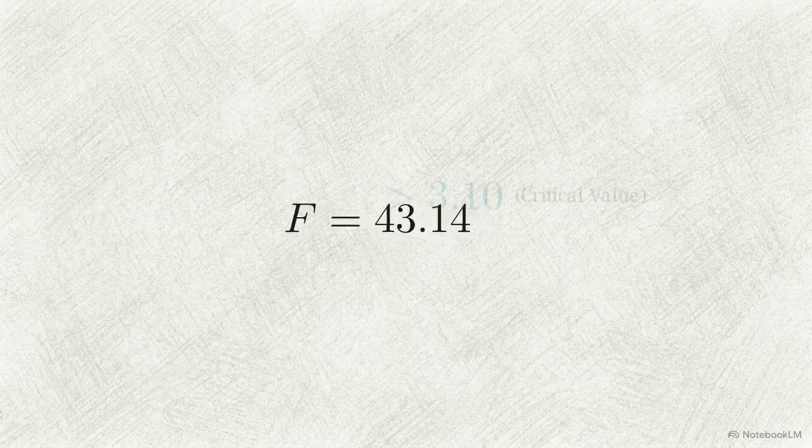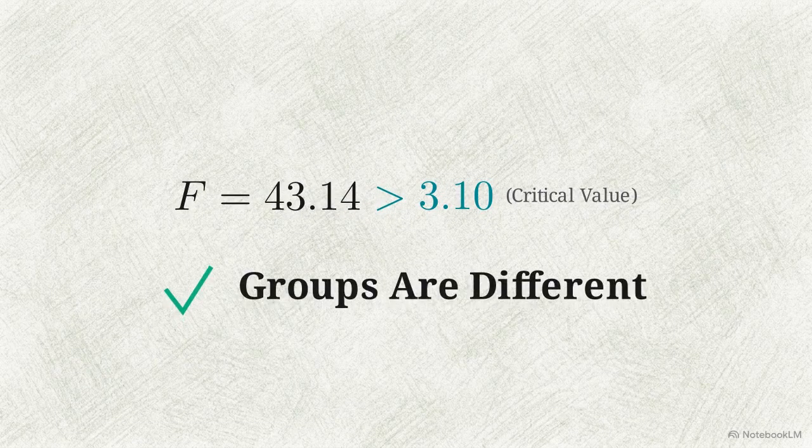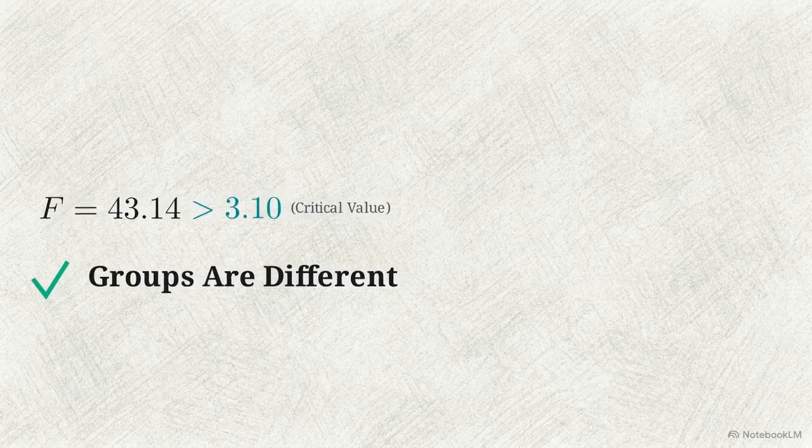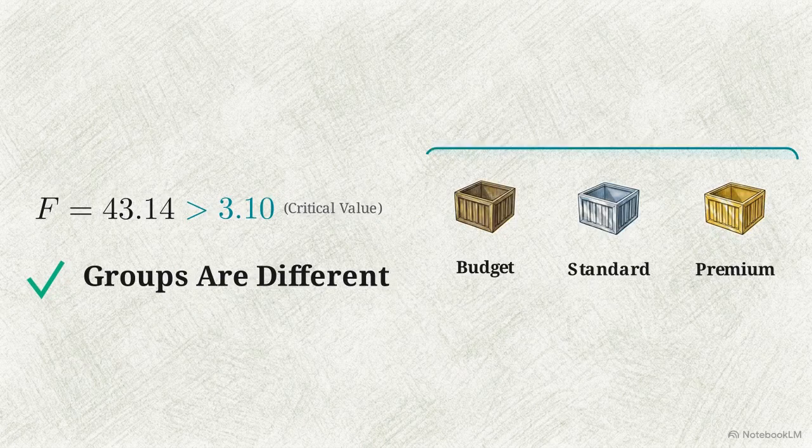Running our data yields an F statistic of 43.14, clearing our 3.10 critical value. We safely reject the null hypothesis. But there's a catch. ANOVA confirms a difference exists somewhere, but doesn't say where. To prove premium beats standard, you must follow up with post-hoc testing.